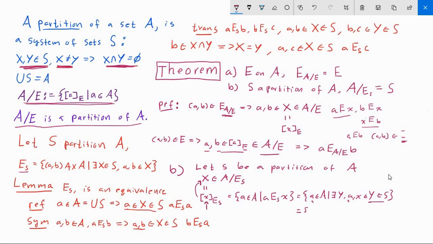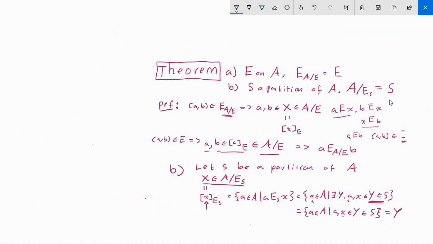In other words, this set is the set of all little a in A such that a and s belong to Y for some fixed set Y, where Y itself is a member of the partition S. Now, my claim is that this set is the set Y itself. Suppose we had an element of the set on the left. That means that it belongs to A, and it satisfies the defining property of that set, which tells us precisely that it belongs to Y. So we have one of the inclusions right away.